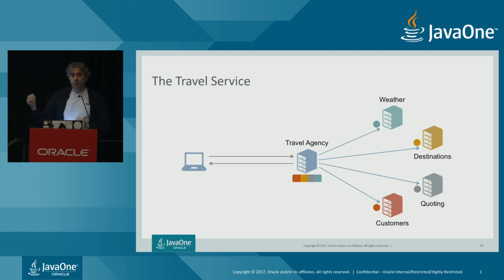And for each destination that we're about to suggest, we would like to add some weather information and some quoting information. So the user comes in and the travel agency service will be the client of those 4 backend services, and it has to answer with like 5 or 10 destinations with all the details like forecast and pricing for that given user.